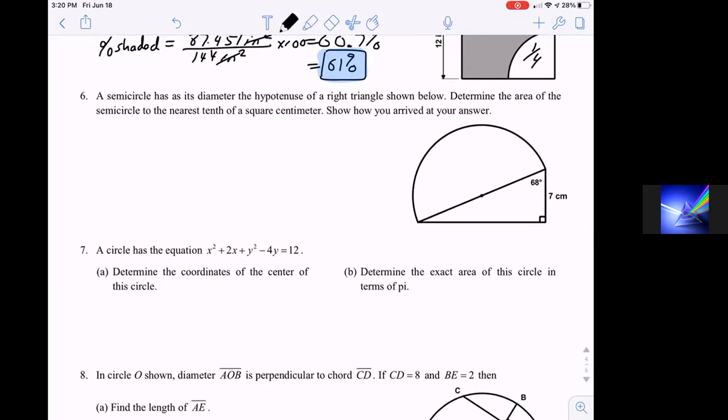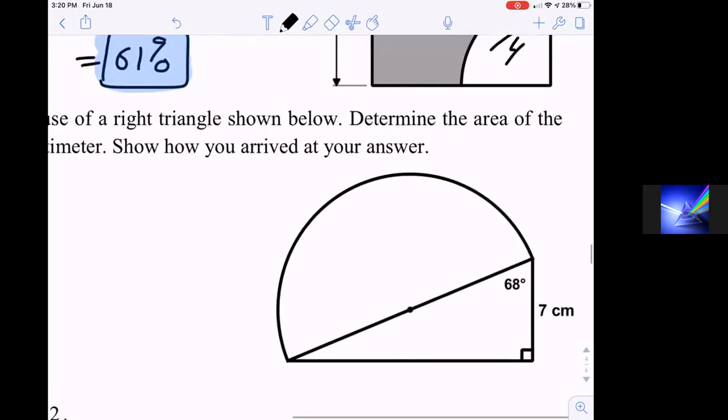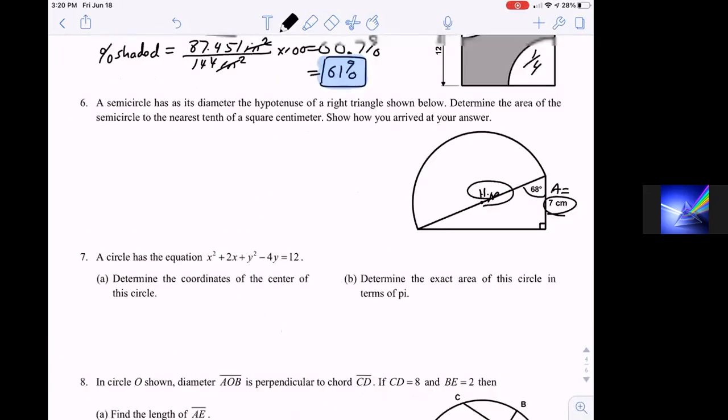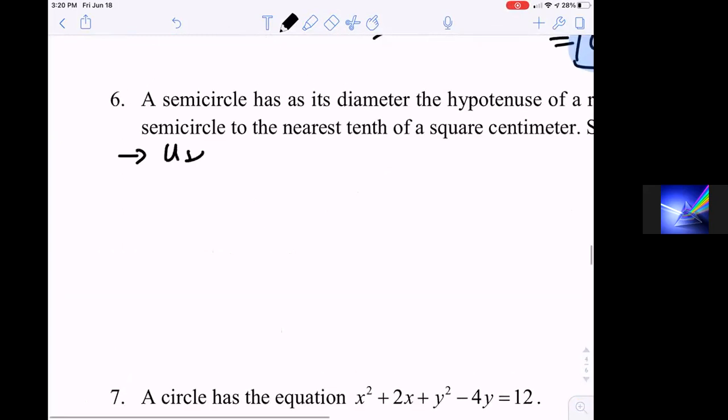Question 6, we have a semicircle with its diameter is the hypotenuse of a right triangle. Determine the area of the semicircle to the nearest tenth of a square centimeter. Show how you arrived at the answer. Okay, so again, anytime I see an angle and a side, I need to know I'm going to be using right triangle trig. Okay, now what am I looking for here? This is the angle. This is the adjacent side because it's right next to the angle. And this is, of course, the hypotenuse. So adjacent and hypotenuse go with cosine. So I'm going to use the cosine ratio.